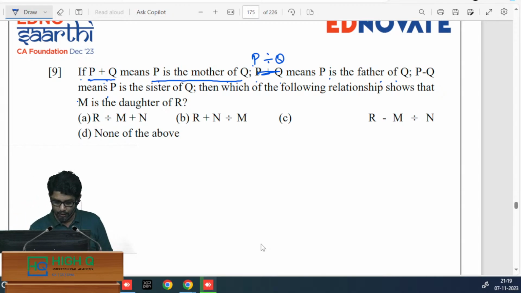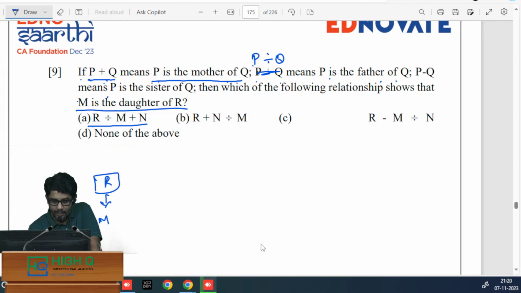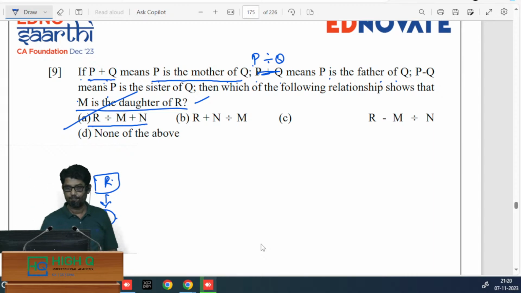Now, which of the following relations show that M is the daughter of R? Let us go one by one, trial and error method. R divided by M: R is the father of M. M plus N: M is mother of N. Do you all agree, my dear? In this case, M is daughter of R. Yes. Option A.